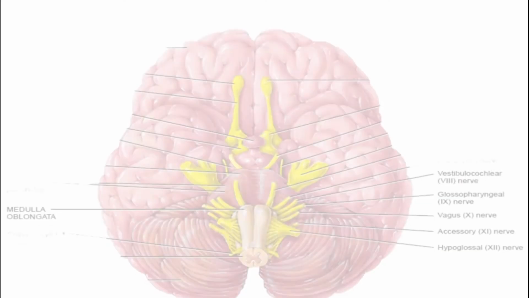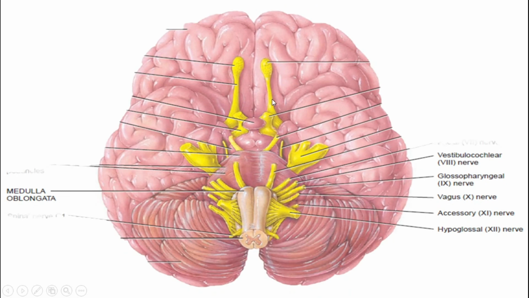Here is the inferior portion of the brain, meaning when we see the brain from downside. We can see here, in medulla, there are nuclei of vestibulocochlear nerve, glossopharyngeal nerves, vagus nerve, accessory nerve, and hypoglossal nerve. Now, let's have a quick revision of what we have studied.